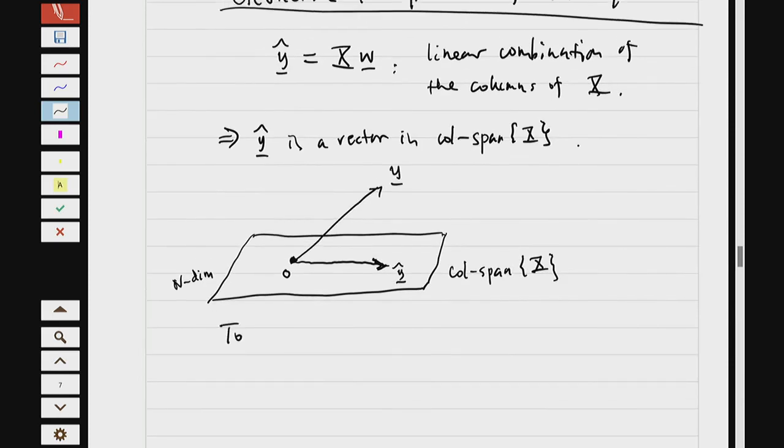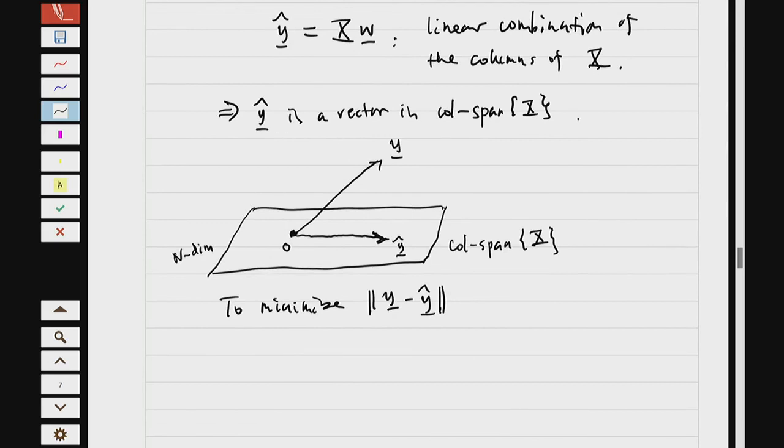So our goal is to minimize y minus y hat squared. Whether you square or not doesn't matter, it's the same thing, to minimize it. So this is the Euclidean distance between y and y hat. We want to find a point that has the shortest distance to y. How should we pick that point? What do you think?